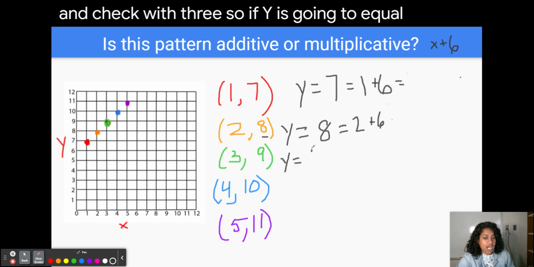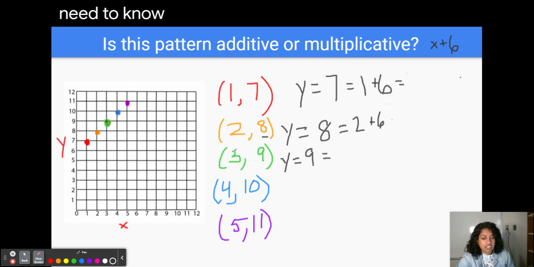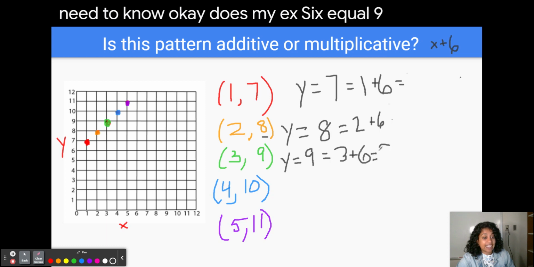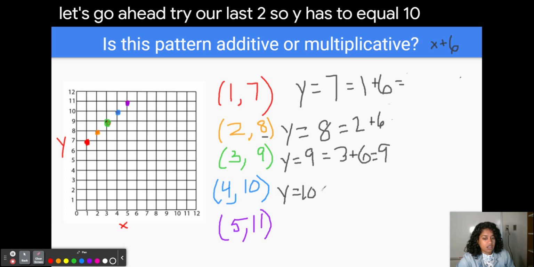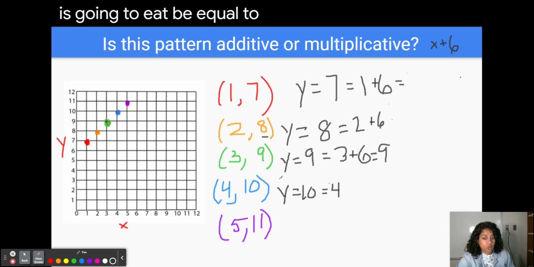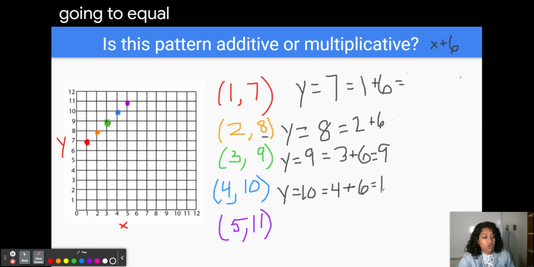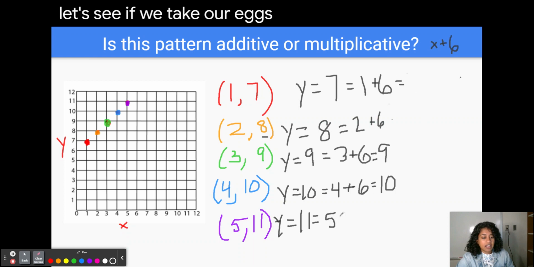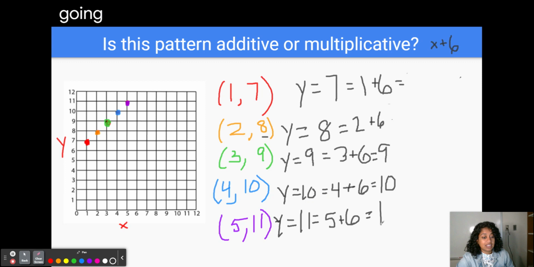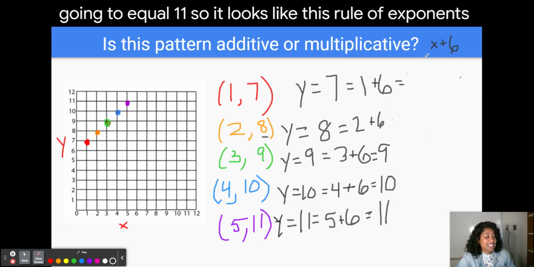So if y is going to equal 9, I need to know, does my x plus 6 equal 9? And it does. Let's go ahead and try our last two. So y has to equal 10, which is going to be equal to, with our rule, x plus 6 is going to equal 10. All right, that works. And let's see if for this one, y is going to equal 11. So let's see if we take our x and we add it to 6, that is going to equal 11. So it looks like this rule of x plus 6 is correct.